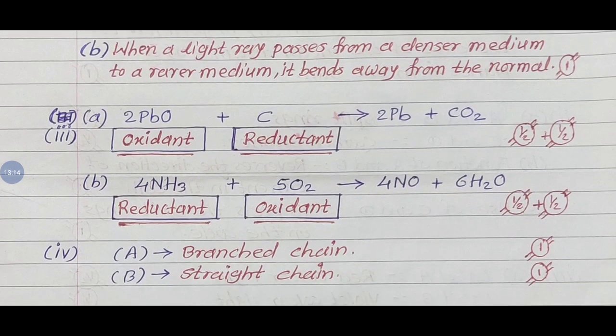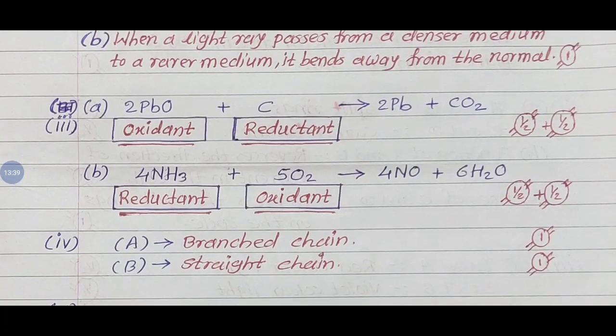Now write down that reactions as it is from your question paper, and in that boxes write down the oxidants and reductants. Clear? Now in case of PbO, that is a lead oxide. So this lead oxide reacts with carbon. So role of the carbon is to remove the oxygen from that PbO. That's why C is a reductant and PbO acts as an oxidant.